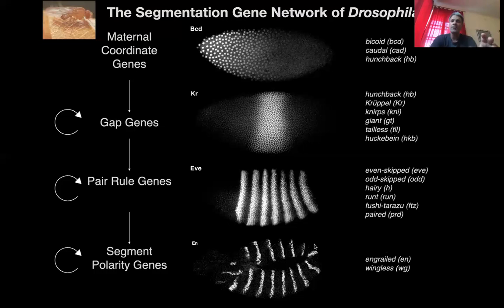And what we're going to do is focus in on the top layer, this transition from these maternal gradients onto these broad overlapping gap domains here. So, as I said, genetically, this whole interaction network was worked out. So what is the problem? Why would you go and model this system?